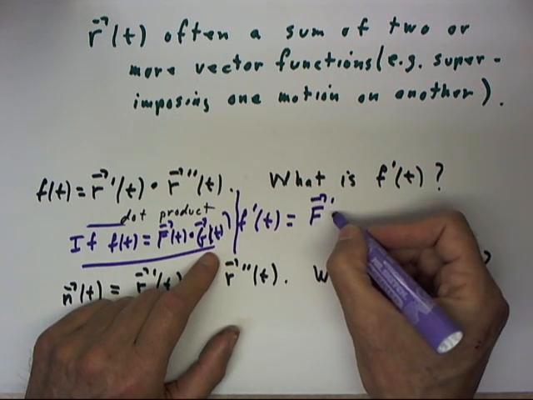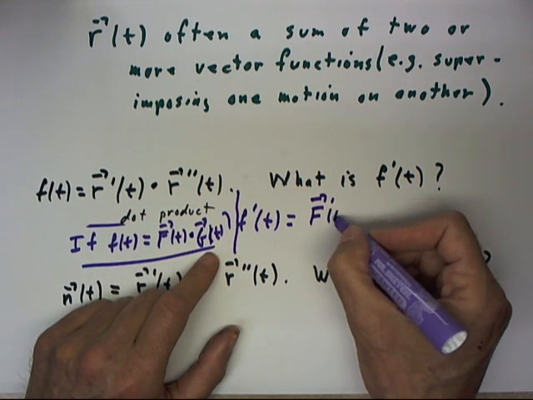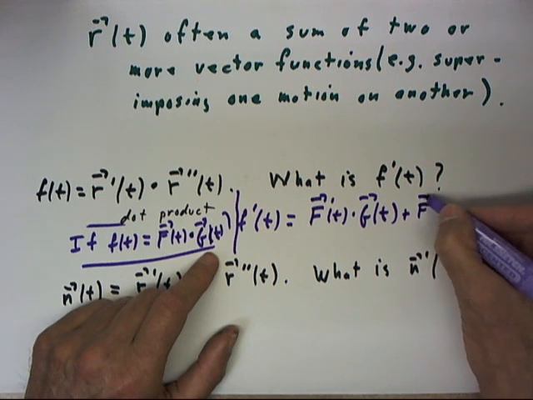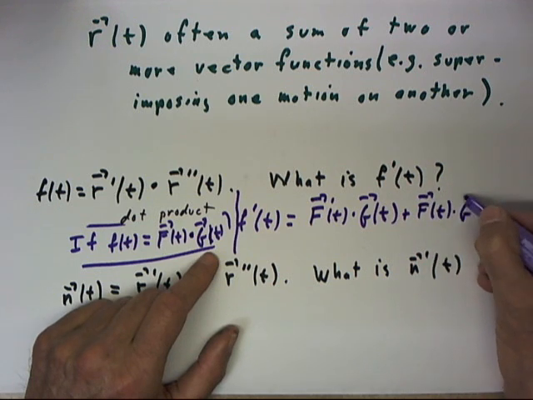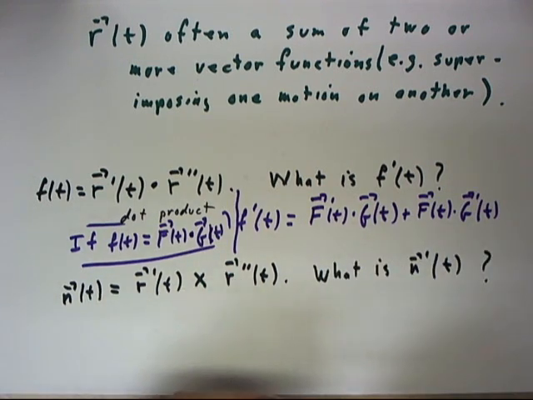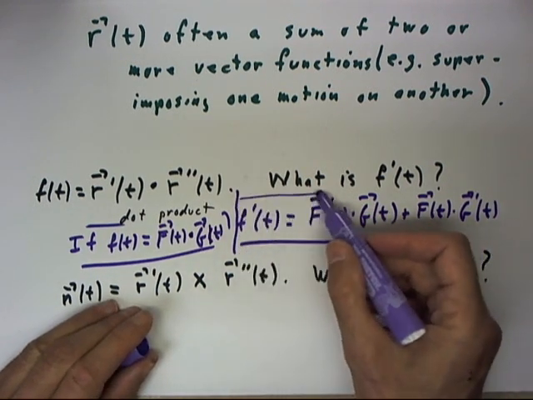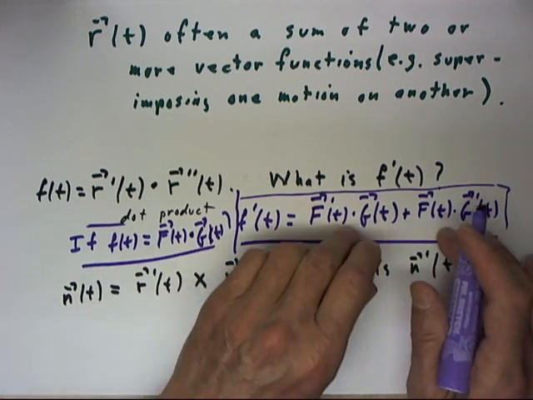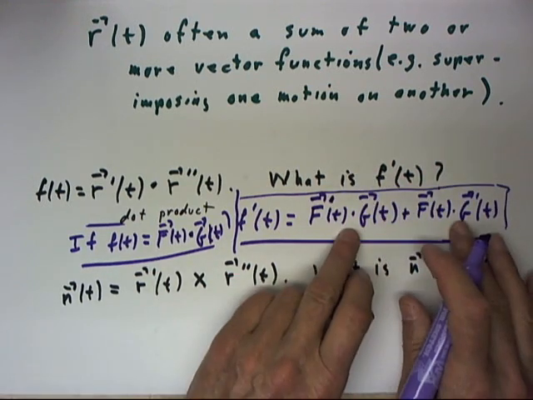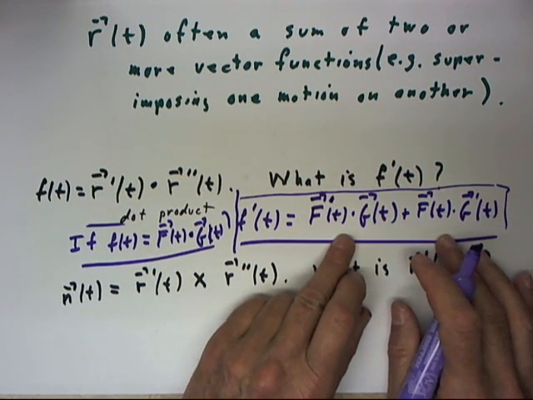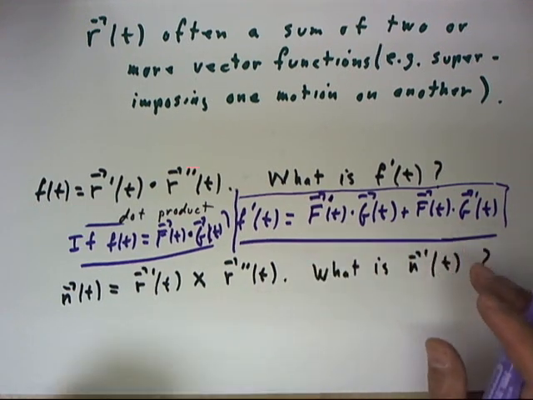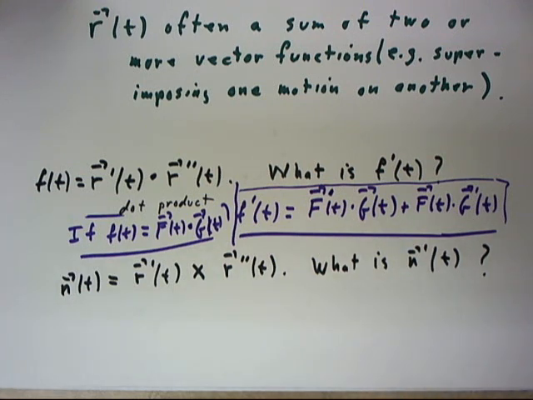big F prime of t dot G of t plus F of t dot G prime of t. Now that looks just like the product rule, but of course we have to make sure that the product rule really applies to the dot product, and your text does that, and you'll do that in some exercises. Again, it's not difficult though to prove that for two vector functions we do have something that's very much like the product rule, same form as the product rule for scalar functions.